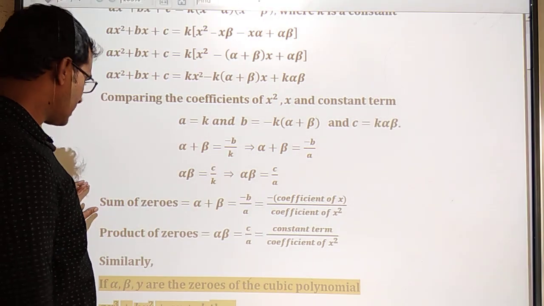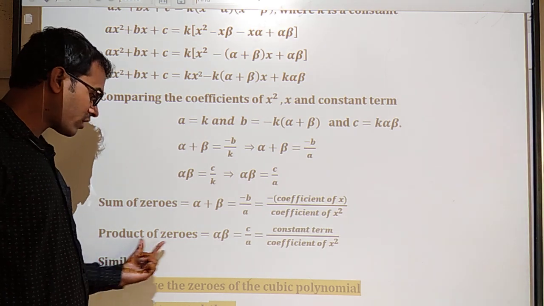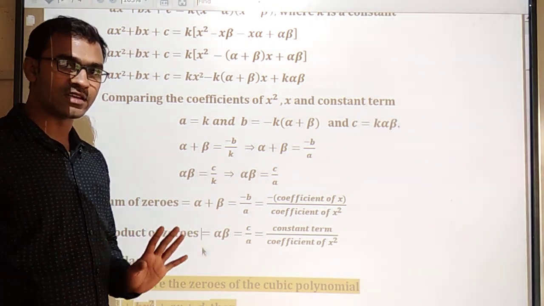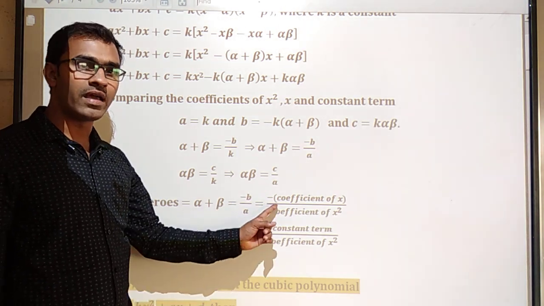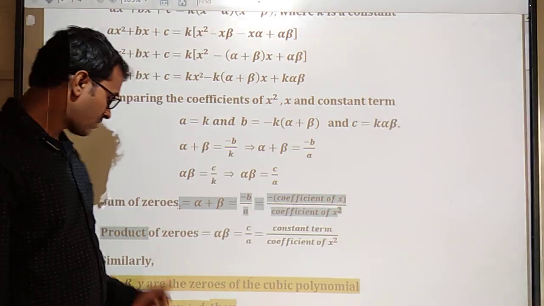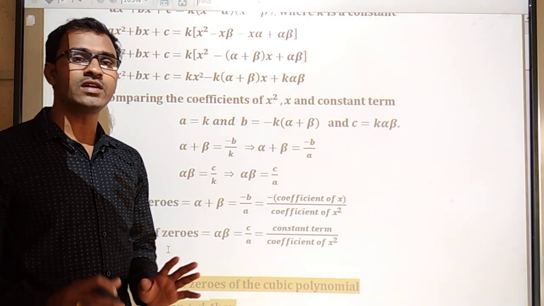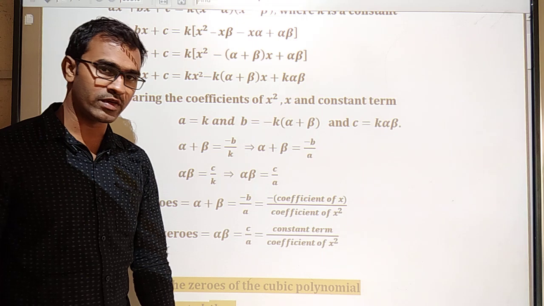This is the quadratic polynomial, sum of zeros and product of zeros. These two formulas are important while solving the problems. Sum of zeros equal to minus b upon a, or minus coefficient of x upon coefficient of x square. And product of zeros is equal to c upon a. c is nothing but the constant term and a is nothing but the coefficient of x square.